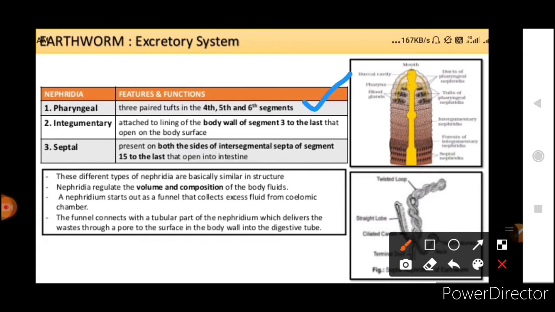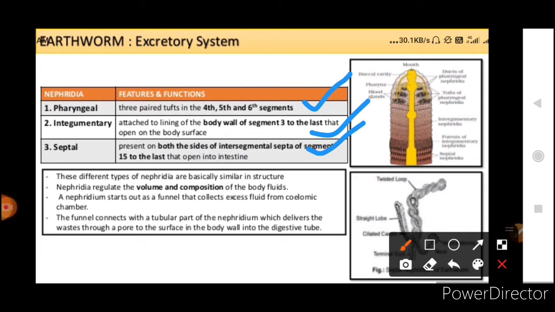Integumentary nephridia are attached to the lining of the body wall of segment 3 to the last and open on the body surface. Septal nephridia are present on both sides of the intersegmental septa of segment 15 to the last and open into the intestine. In the excretory system you have to remember that nephridia are the excretory organs, and three types are present in earthworm: first the pharyngeal, second the integumentary and third the septal nephridia.